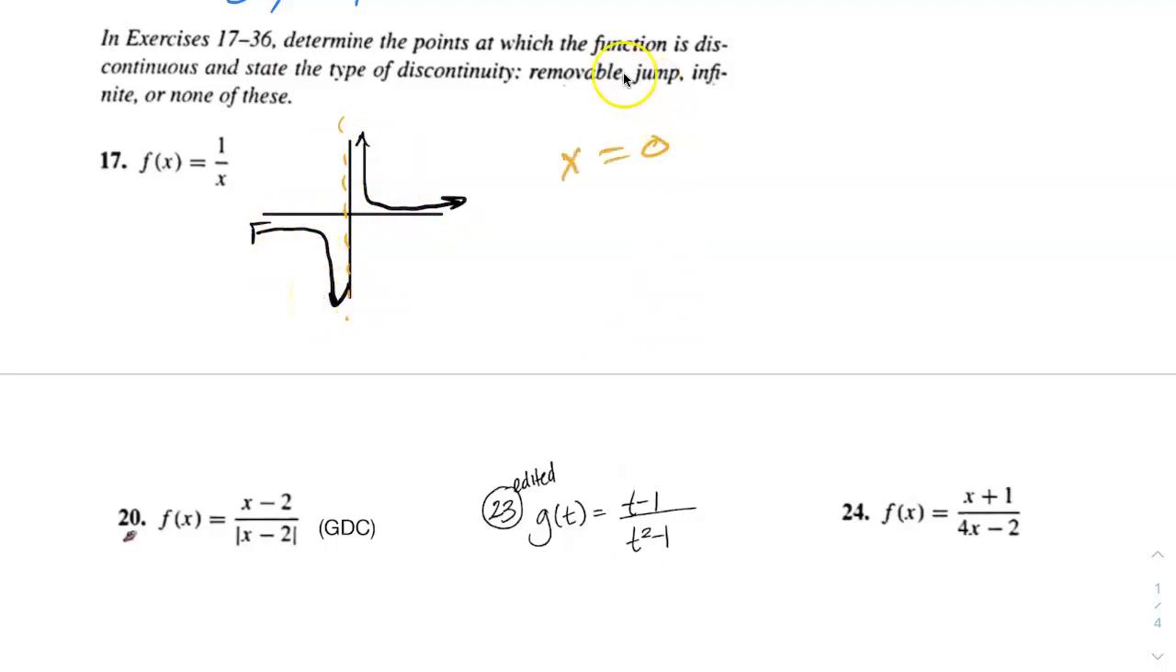We have a choice. Is it removable? No, that's like the fill in the hole one. Is it a jump? No, because that's like where you could kind of jump from one to the other. You Mario Brothers it. Is it infinite? Yeah, these are both like a vertical asymptote, so it's an infinite discontinuity.